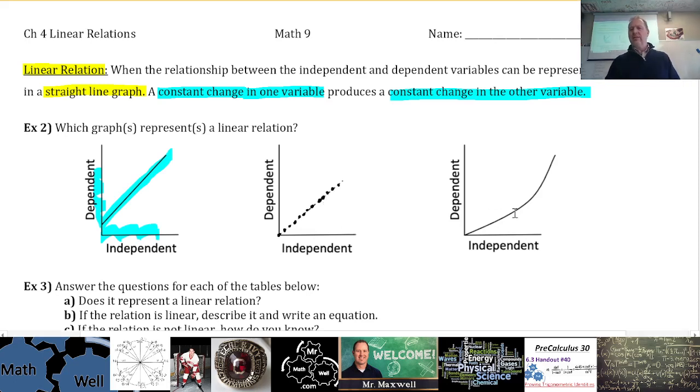Okay, this one, is this a straight line graph? Maybe it has a straight line portion to it. But then it does curve. So overall, this is not a linear relation, okay? This is not here. Not a linear relation. All right.